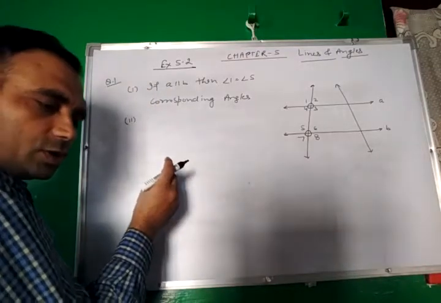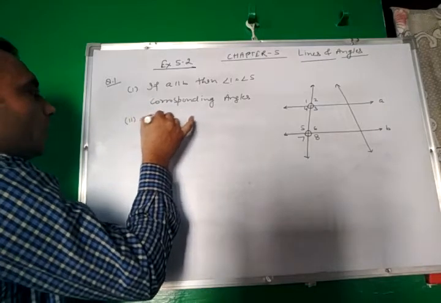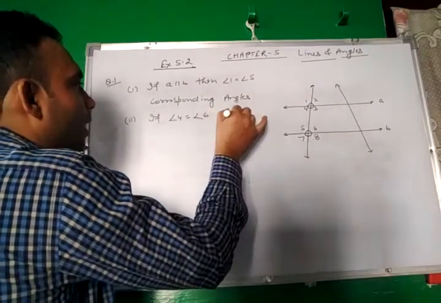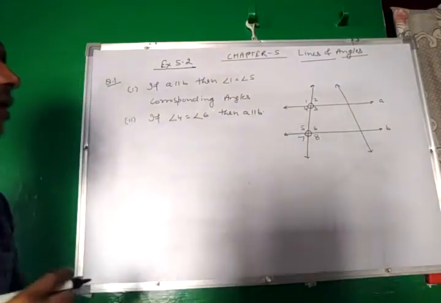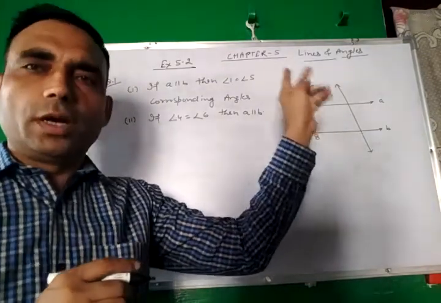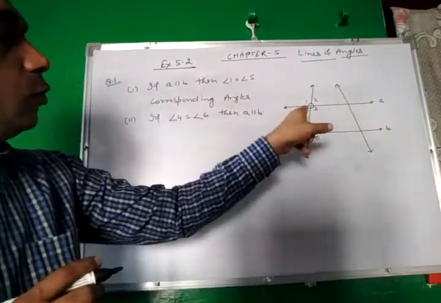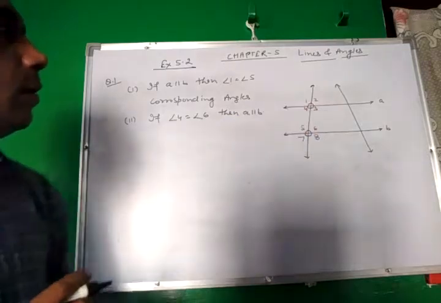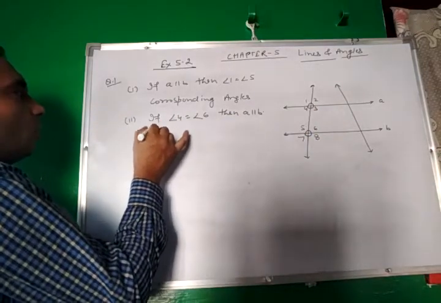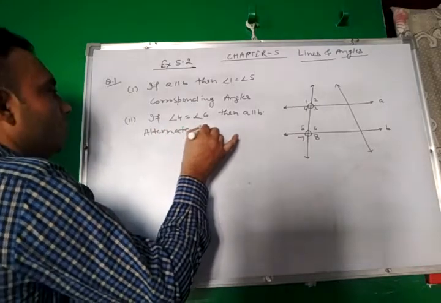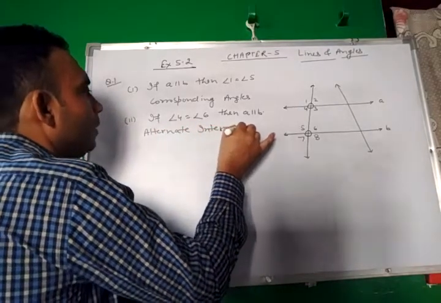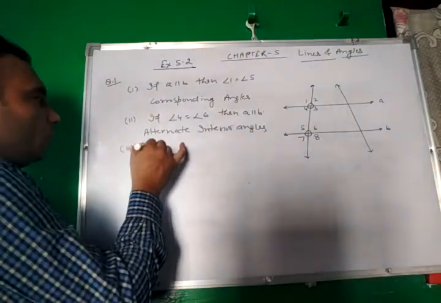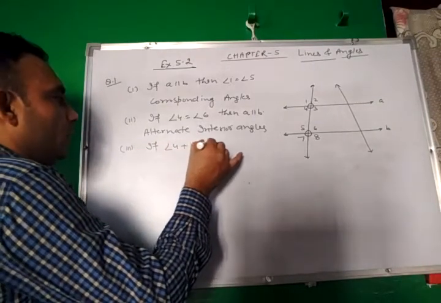Second part, which is given: if angle 4 is equal to angle 6, then A is parallel to B. 4 and 6 are alternate interior angles. And we know that if two alternate interior angles are equal, then the two lines are parallel. So, which are these angles? Alternate interior angles.